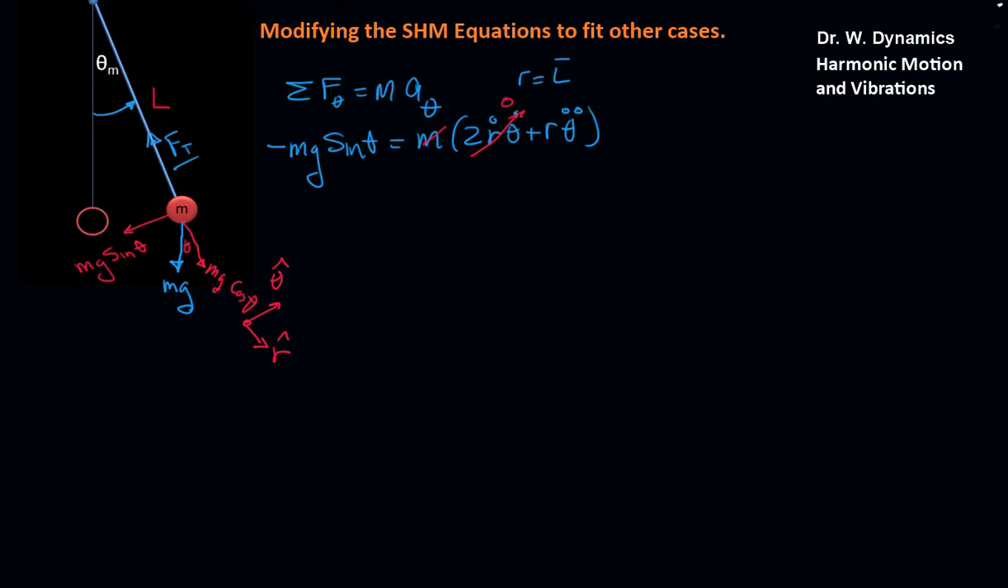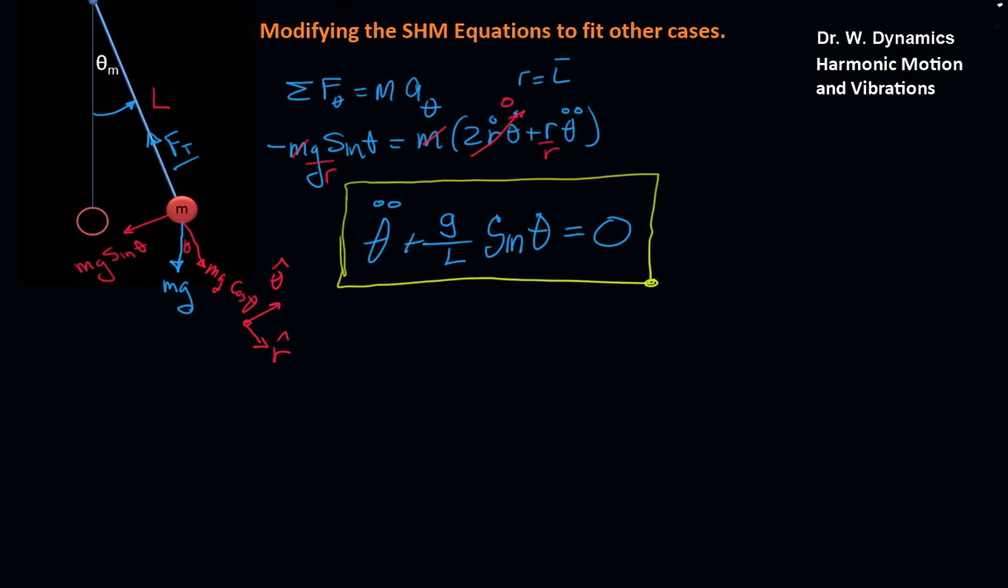We can divide through by m, and if we divide through by r, which is equal to L, when we rearrange this, we get theta double dot plus g over L sine of theta is equal to 0. Now this is close to our characteristic equation, with the exception that over here we have x, which is a linear function, and over here we have the sine of theta. So technically, this does not fit this case.